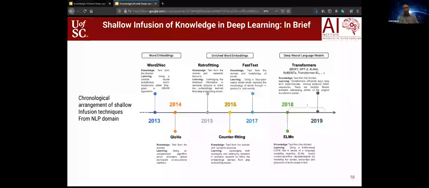So we studied this movement over time, and though the development has not been chronological, more or less word2vec and GloVe were the initial embedding models. Then retrofitting and fastText tried to use semantic lexicons and knowledge bases to improve those embeddings. Moving further was fastText, which says, if you are facing issues with sparsity and out of vocabulary words, why not generate embeddings at the character level?